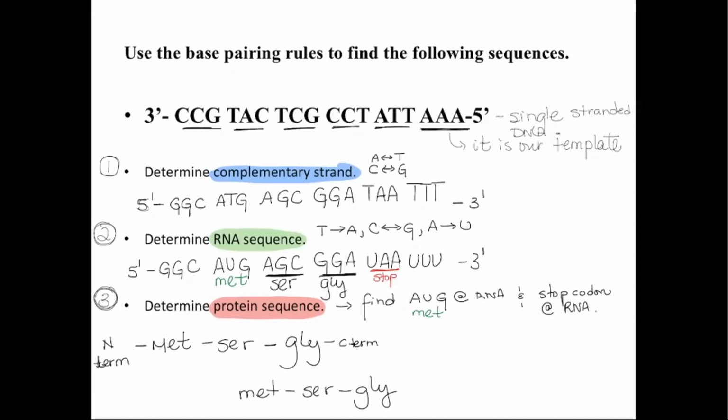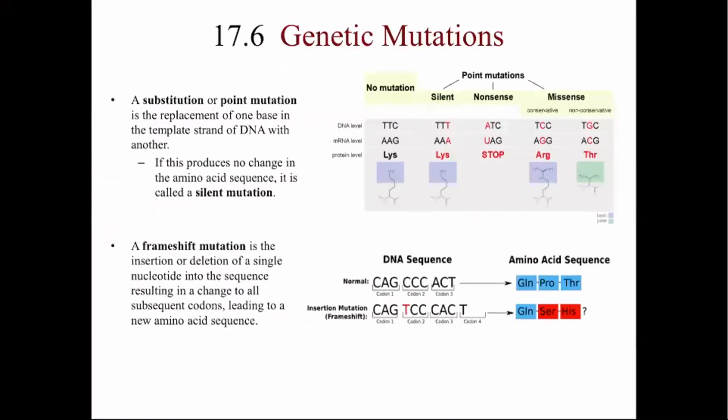Now, this is not a perfect system. Even though the enzymes involved in these processes have proofreading ability, mistakes can happen. Some mistakes are really detrimental. Some mistakes are not as detrimental. So genetic mutations can occur.